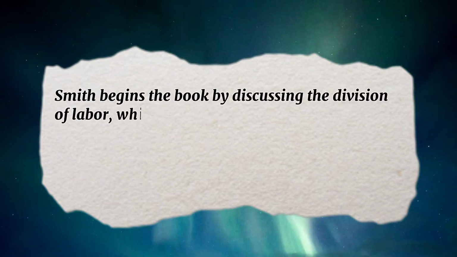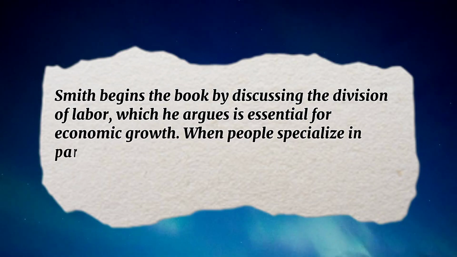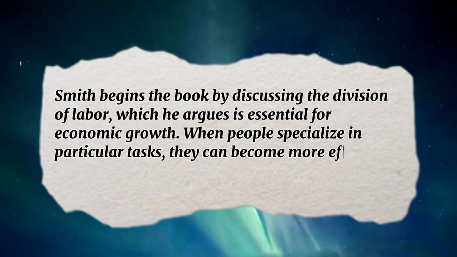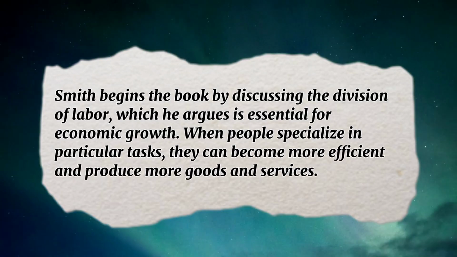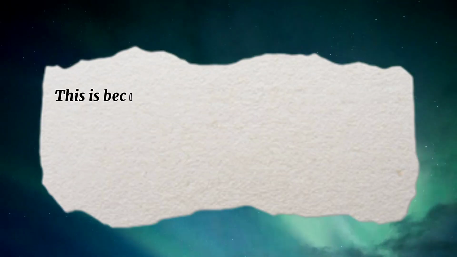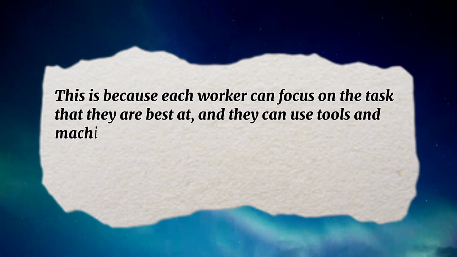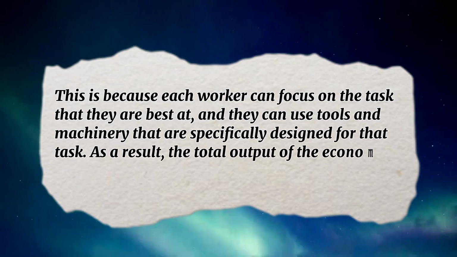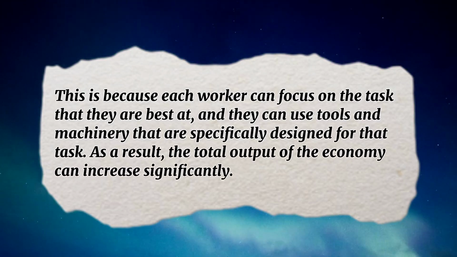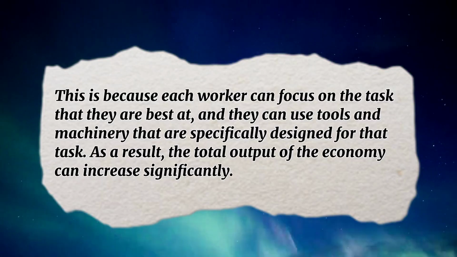Smith begins the book by discussing the division of labor, which he argues is essential for economic growth. When people specialize in particular tasks, they can become more efficient and produce more goods and services. This is because each worker can focus on the task that they are best at, and they can use tools and machinery that are specifically designed for that task. As a result, the total output of the economy can increase significantly.